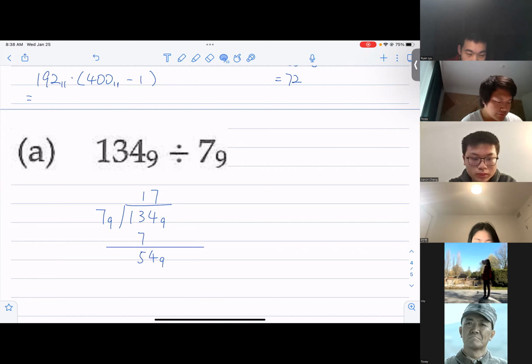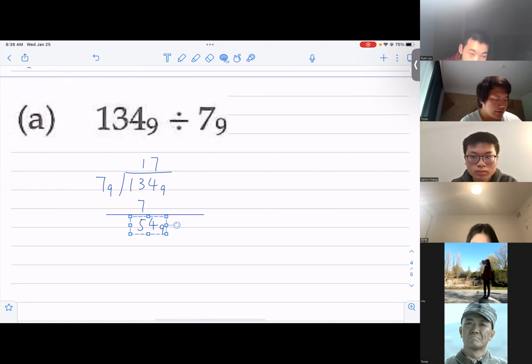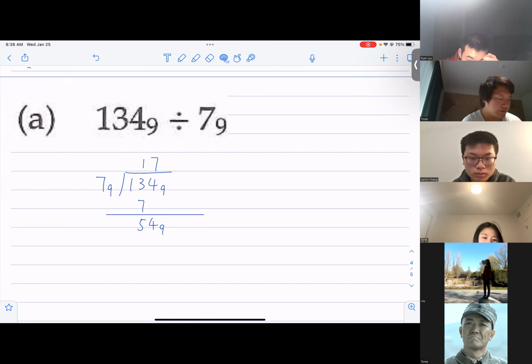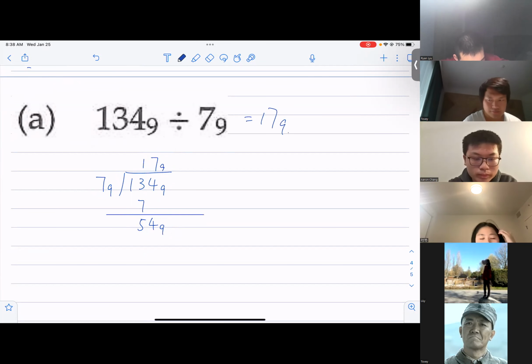I think the easiest way is to convert this. My way is to convert this back to decimal system. I'm not sure how you guys figure it out. If you have any ways to figure it out that you feel good about, you can share it with us. So my way is always to convert this back to decimal. That's 5 times 9, right? 45 plus the 4, 49. So it's actually just 49 divided by 7, that's 7. And that's it. No remainder. So 1, 7 in base 9.